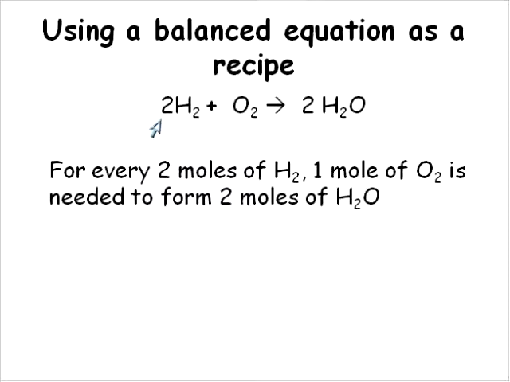So this can be read: for every 2 moles of hydrogen we combine 1 mole of oxygen, it gives us 2 moles of water. It's a balanced equation, so this is our recipe. In all the examples that we're going to do, we're going to look at the mole ratios. The mole ratio is just comparing one reactant to the product, or one reactant to the other reactant. The ratio is always going to be in moles.